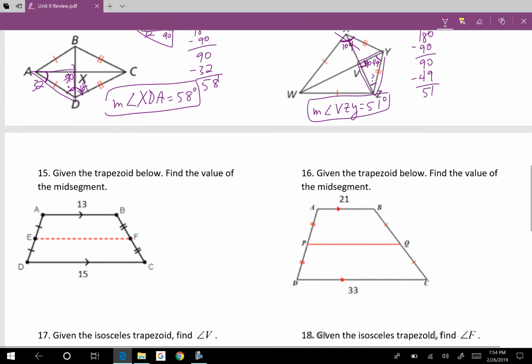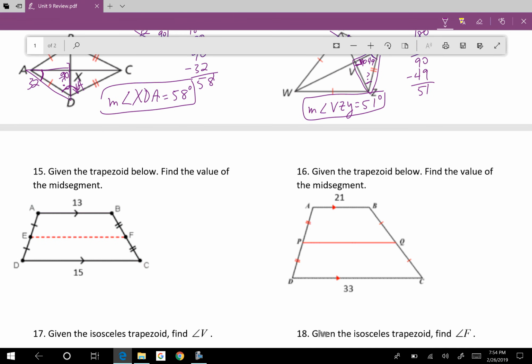Okay, next. Number 15. It says, given the trapezoid below, find the value of the mid-segment. All right, remember this is the top plus the bottom divided by 2. So 13 plus 15 divided by 2. So 13 and 15, that makes 28. We have 28 divided by 2, that's 14. So EF, the mid-segment, is 14.